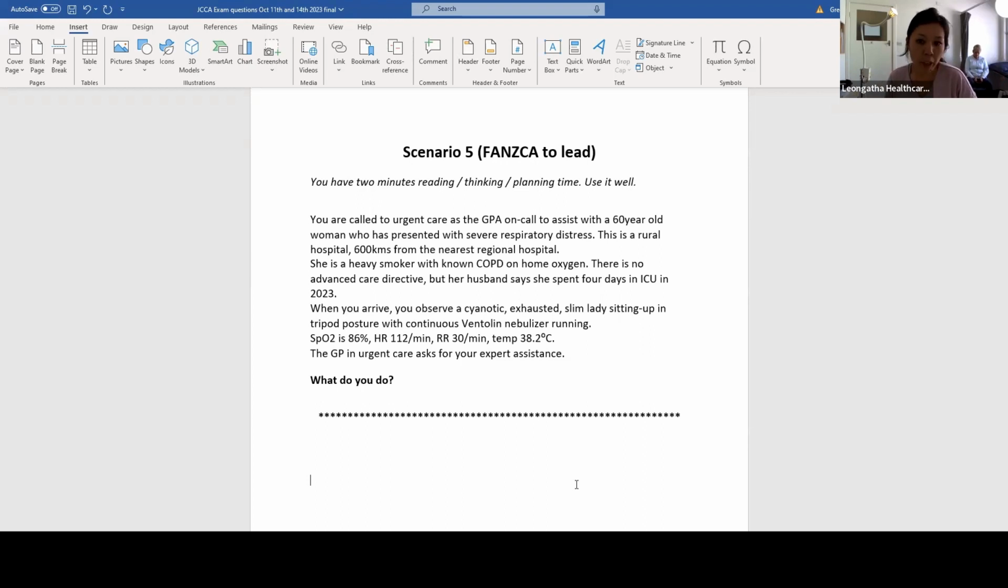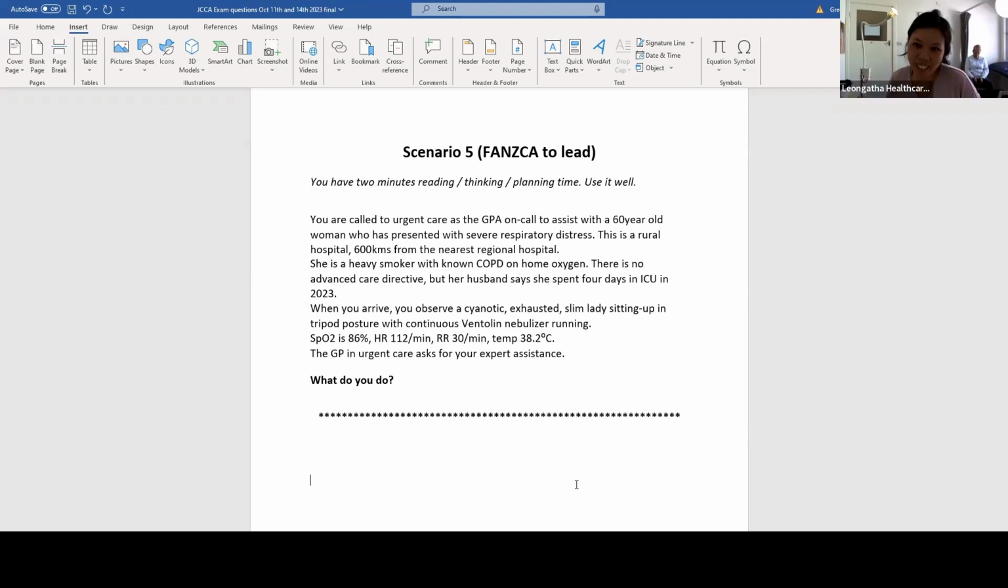I'd like to know, if I could get some previous information, what her baseline saturations are, and a gas, to see what that is. And if she normally sits at around 90%, maybe 86 is not that different. So it's quite contextual, I think, this question.